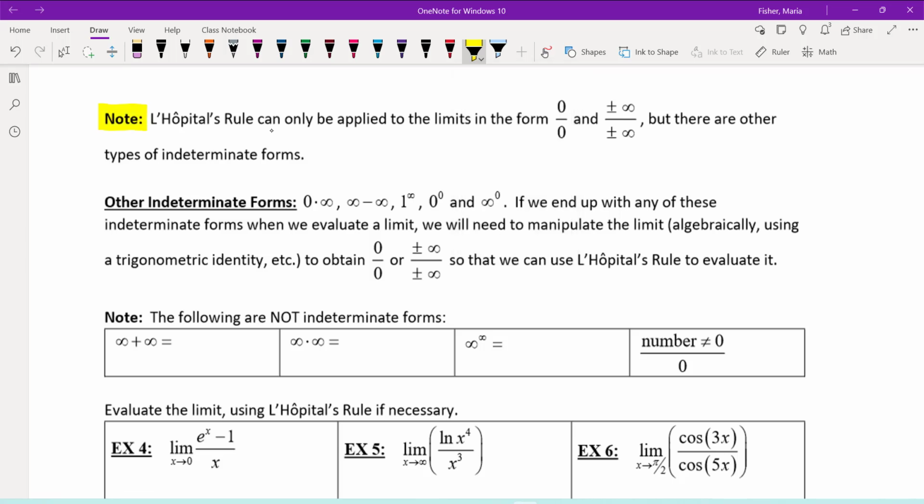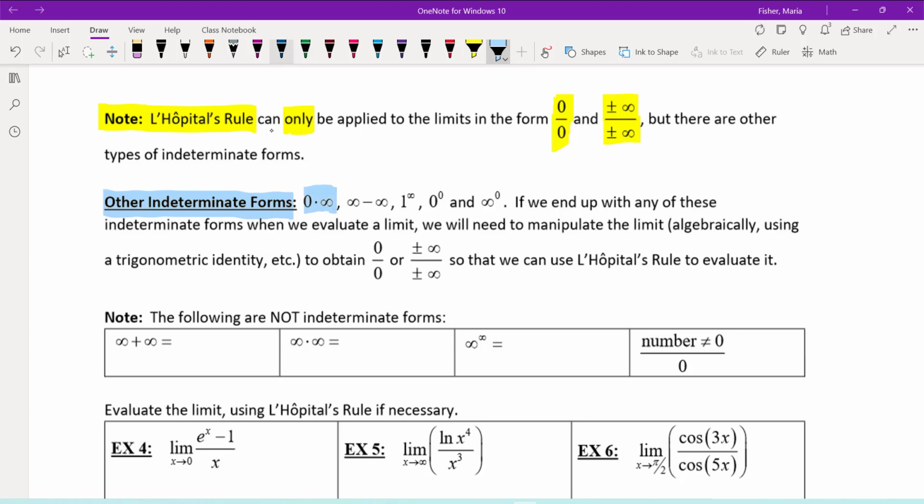Now please note that L'Hopital's rule can only be used if you end up with 0 over 0 or plus or minus infinity divided by plus or minus infinity when you do direct substitution. But there are other types of indeterminate form. If you end up with one of these other types of indeterminate forms, you have to do some work to get into 0 over 0 or infinity over infinity.